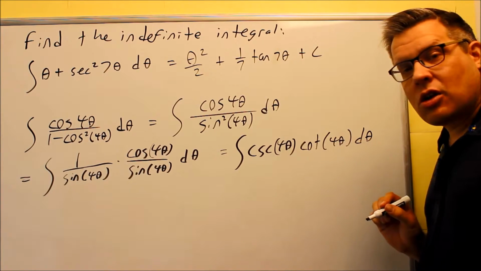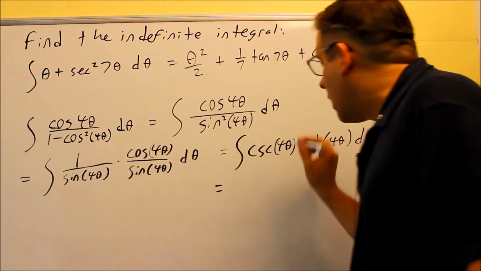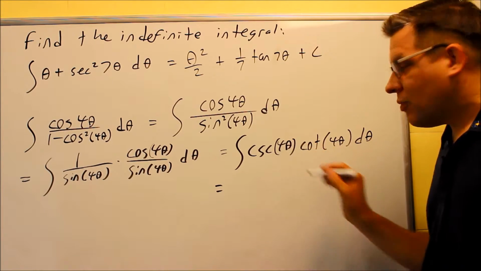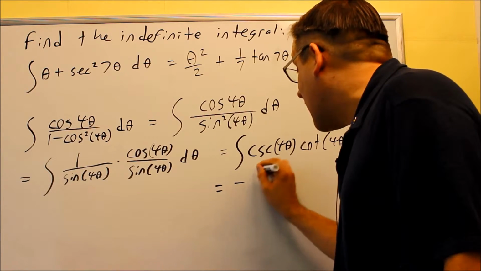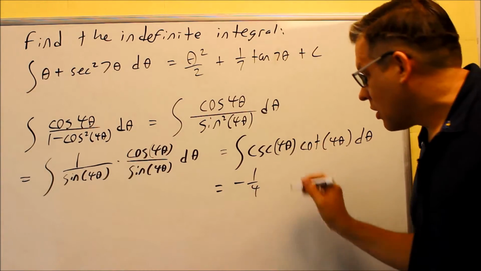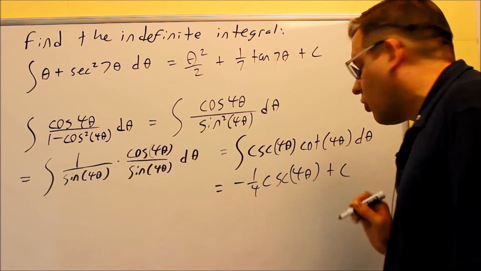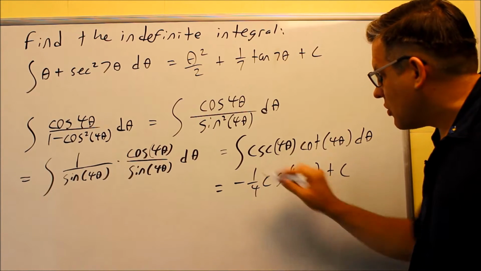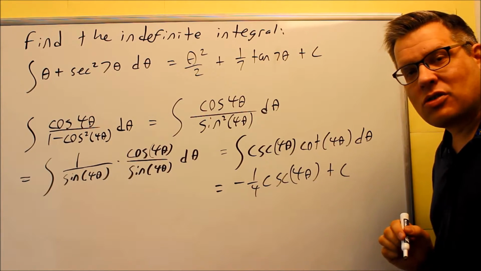If you have cosecant cotangent, that's going to turn into a cosecant, and also we've got a 4 there. That's going to be our k value. The formula has it as a negative, so negative 1 over k, and then cosecant 4 theta, and of course we've got the plus c. So this is just again recognizing the special formulas that we talked about earlier in this section.